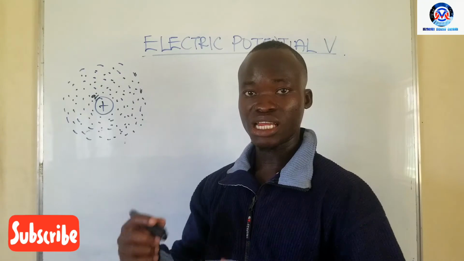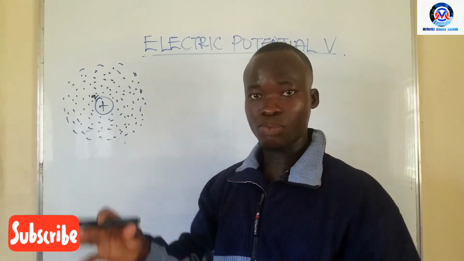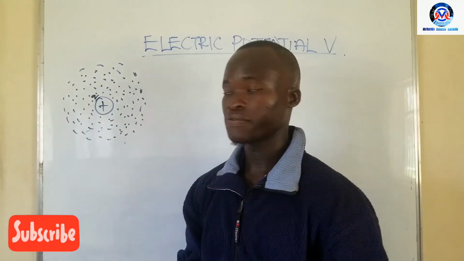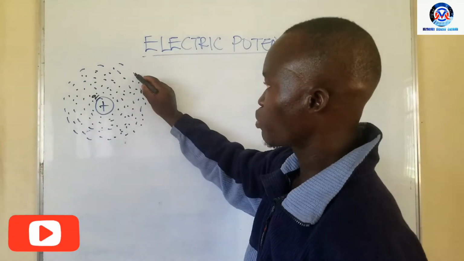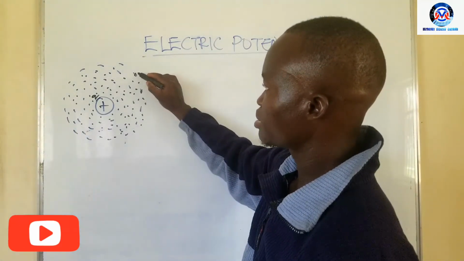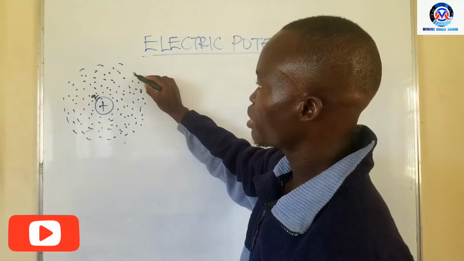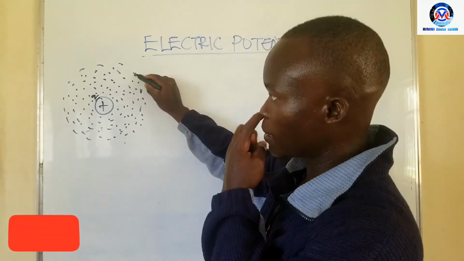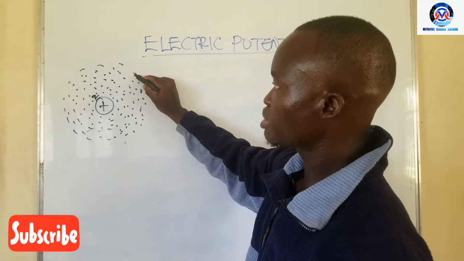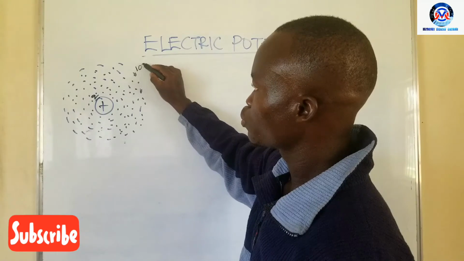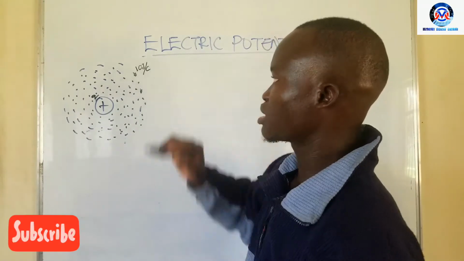Charges create electric potential at every point around themselves. So now, at this point, we may say that the electric potential has a magnitude of 10 joules per coulomb at this point.